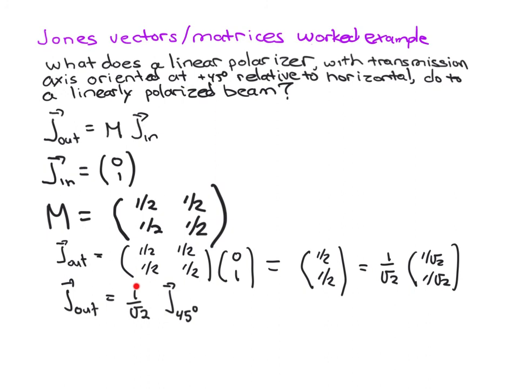But how then are we to interpret this factor of 1 over the square root of 2? The output Jones vector is less than 1 unit in length. That's a manifestation of the fact that the linear polarizer is going to absorb some energy from the light beam. This 1 over the square root of 2 just reflects the fact that the intensity of the output beam, in this case, is going to be reduced from the intensity of the input beam. So this is our final answer.